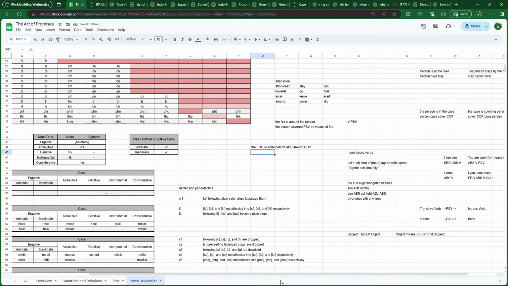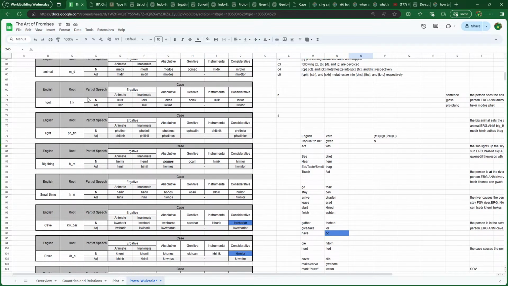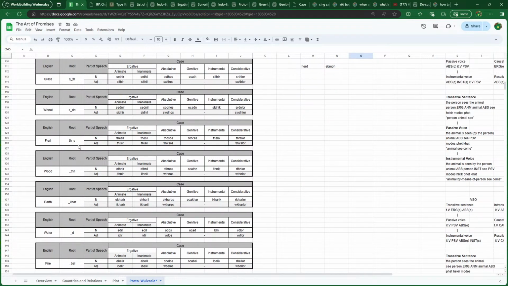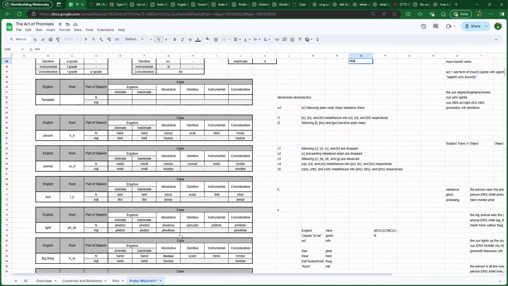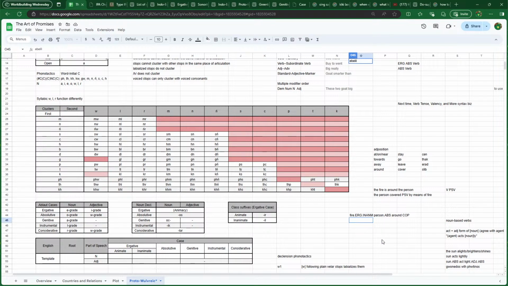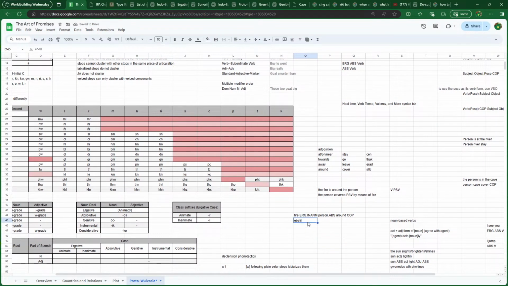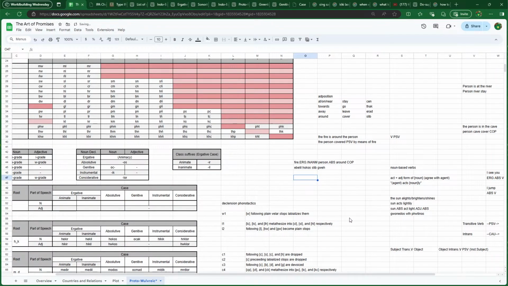So, fire, ergative, inanimate noun. That's ebelil. Person, absolutive, that's hokos. Around, sleep. Way. So now the person is covered by means of fire.